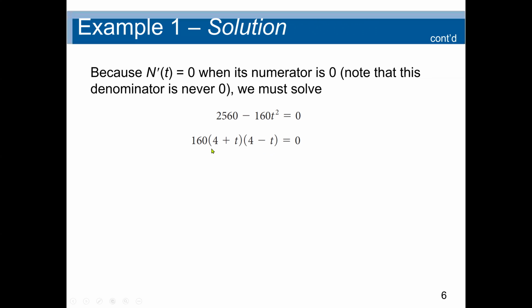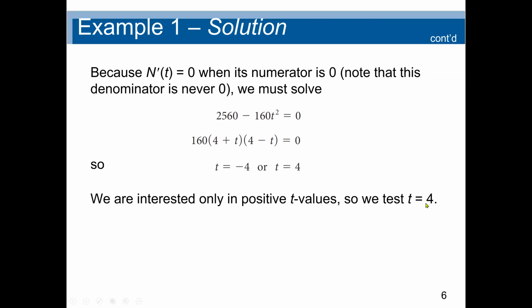So from here, we know 160 with 0 will turn to 0. So we are going to get 4 plus t equal to 0 and 4 minus t equal to 0. Our answer will be positive 4 and negative 4. But again, here we are dealing with time, so we are going to use the positive 4, not negative 4. The t is time. So we are using positive 4.